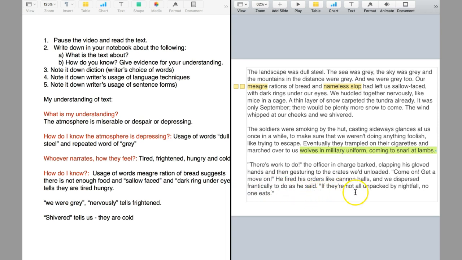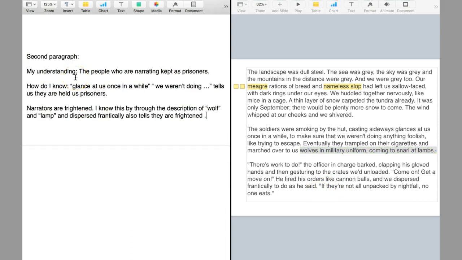"If they are not all unpacked by nightfall, no one eats." So again they are telling the feeling here. My understanding is the people who are narrating are kept as prisoners. How do I know? The soldiers glance once in a while, and "we weren't doing..." where is that one? "We weren't doing anything." You don't have to write everything, so I put an ellipsis and close the inverted commas. "Us" tells that they held them, not us. They held them prisoners.